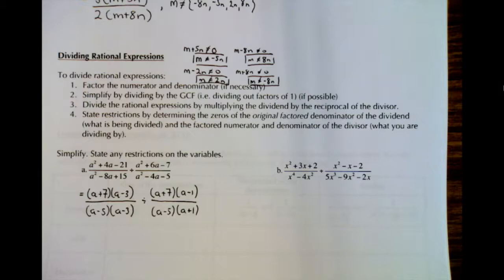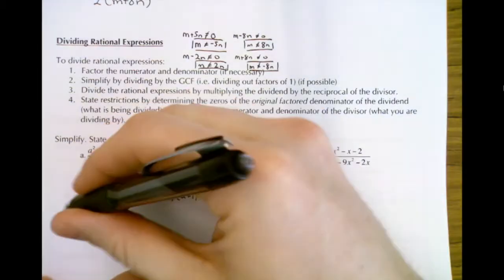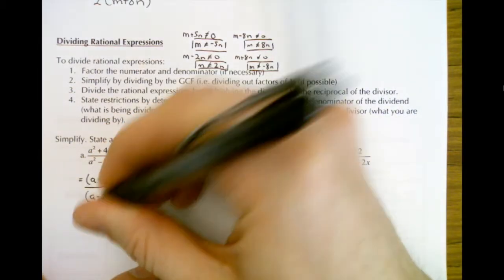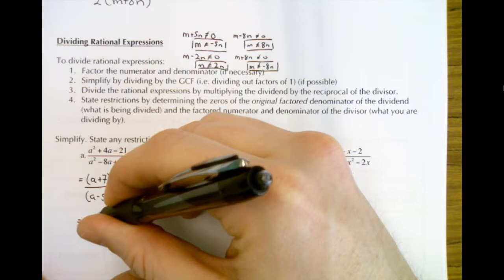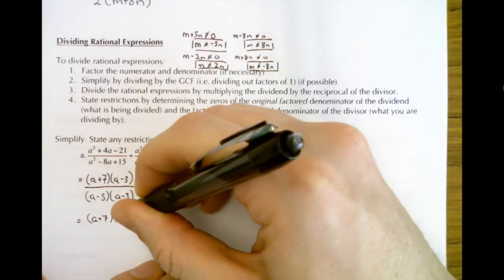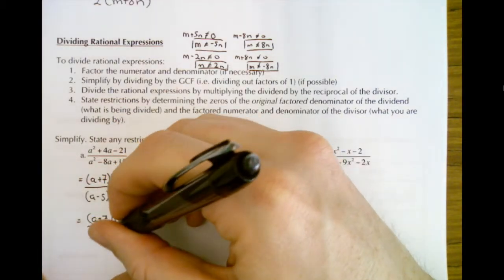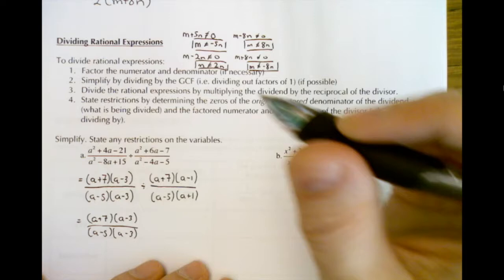Now, when you divide fractions, you actually flip and multiply. So the next step is to flip the second fraction and turn this into a multiplication question. So first fraction stays the same, a plus 7, a minus 3, a minus 5, a minus 3.